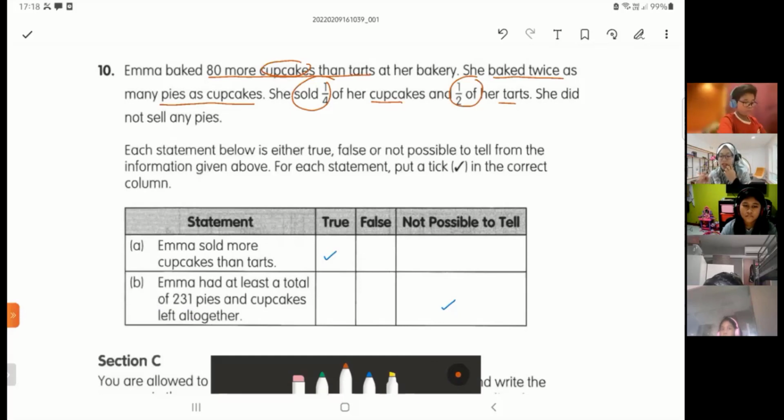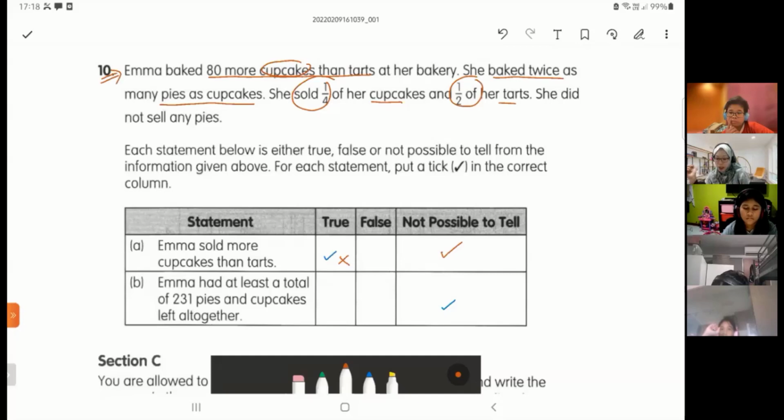So you have a statement saying, Emma sold more cupcakes than tarts. The answer given by your friend is true. The correct answer is not possible to tell. This is the correct answer. Why is that so? Because the problem does not give the number of cupcakes and tarts at first. They just say there are more cupcakes than tarts. That's all. But did they say the number exactly?